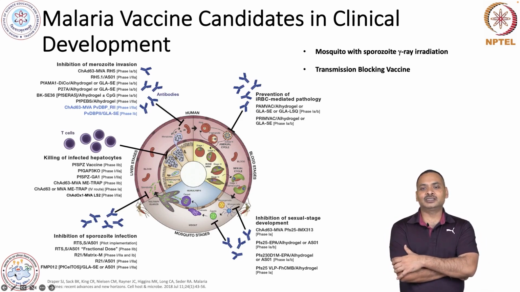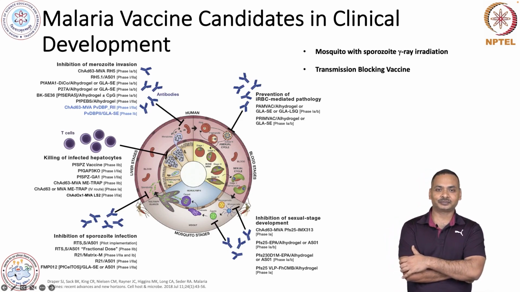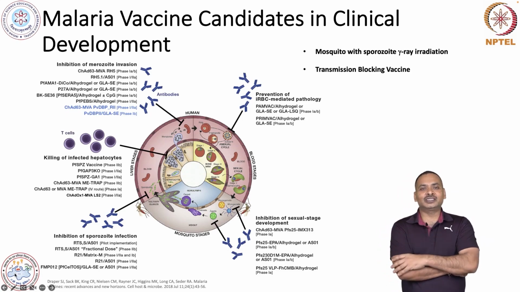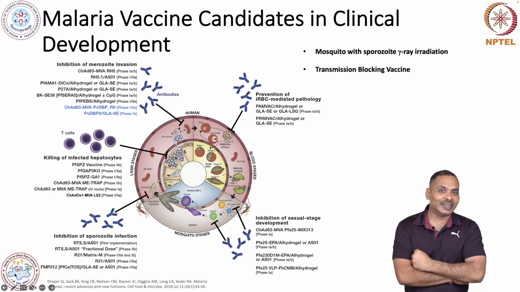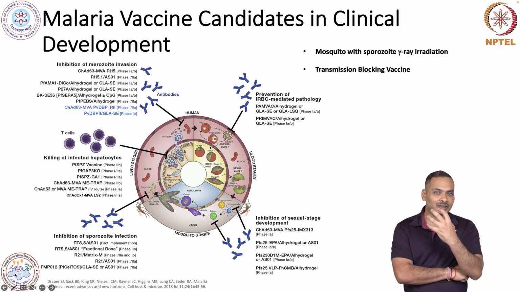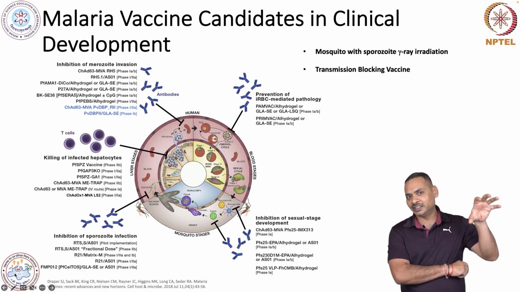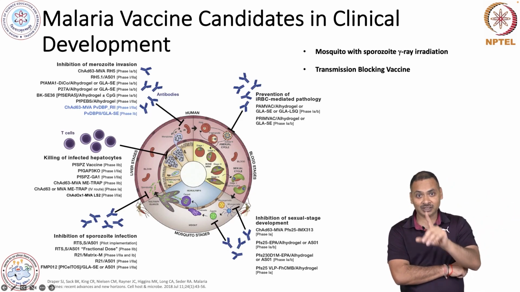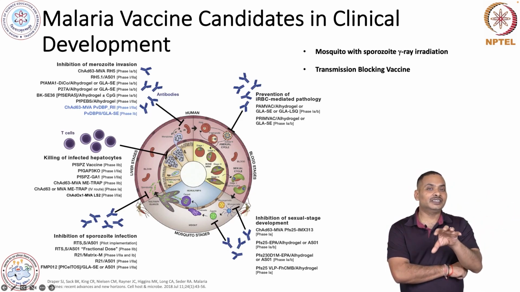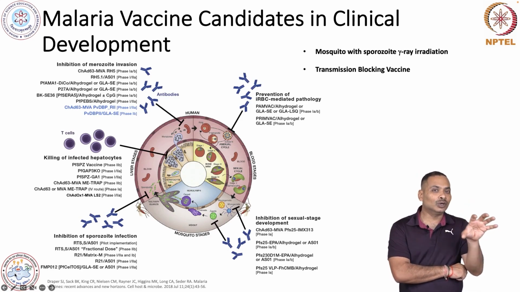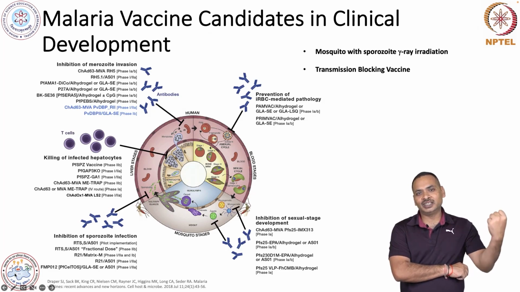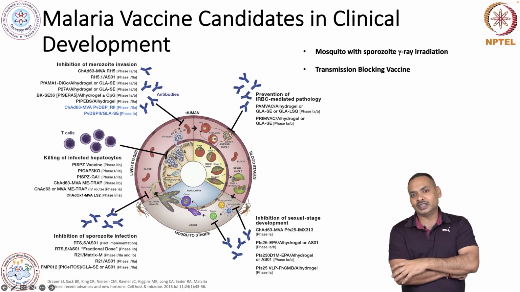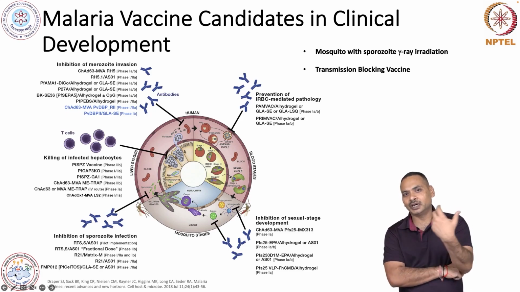Another concept is the transmission blocking vaccine. This is also a very interesting concept in vaccine biology. Here what we do is purify the antigen from the parasite, from that stage of the parasite which is present in the mosquito, not in the human. Please remember, the antigens are present only in the mosquito host. So we can purify those antigens, and then challenge the human with those antigens.